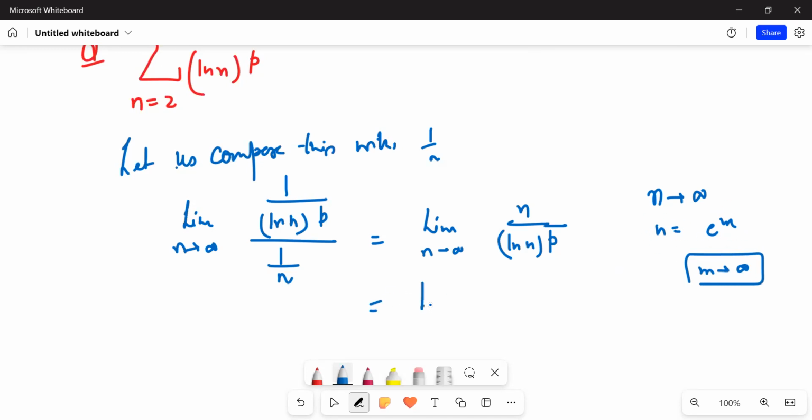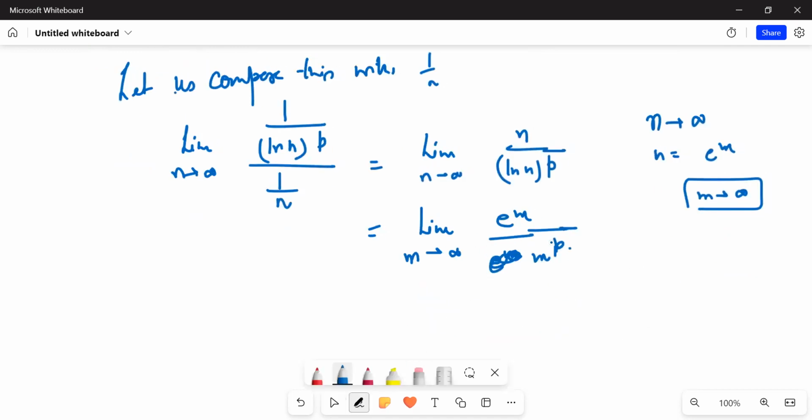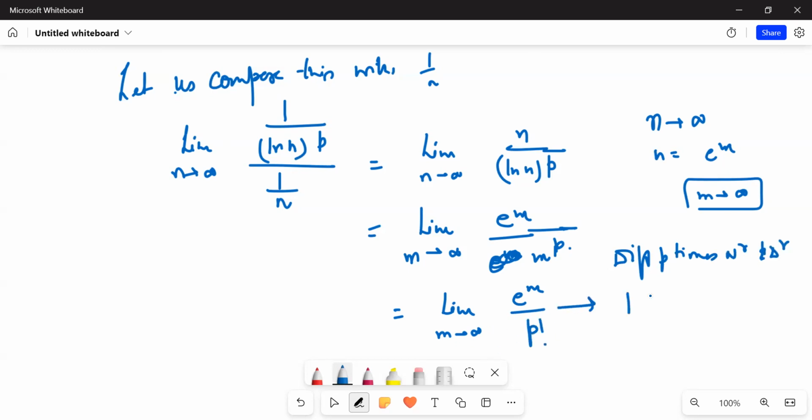So instead of writing this, I'll simply write limit m tends to infinity of e to the power m upon (e to the power m log), which is simply equal to m raised to power p. Now, if I differentiate p times above and p times below using L'Hospital, I differentiate the numerator as well as the denominator p times. And this will be equal to p factorial. So it is going towards plus infinity.